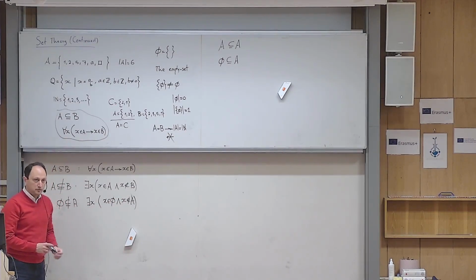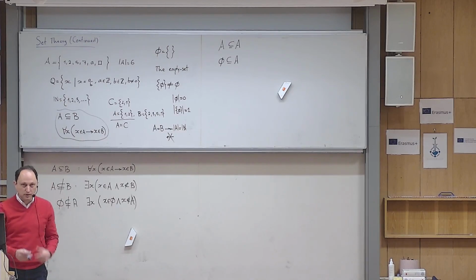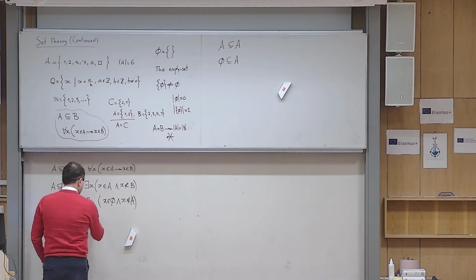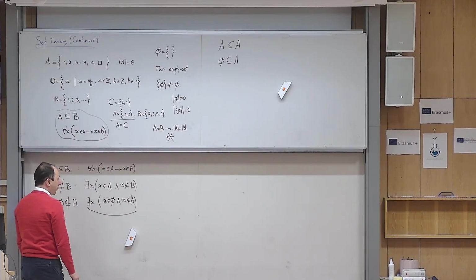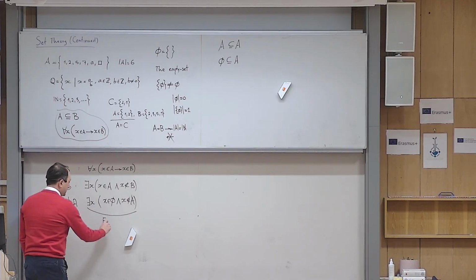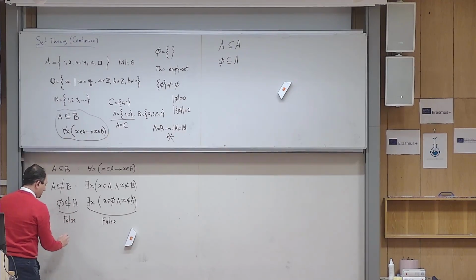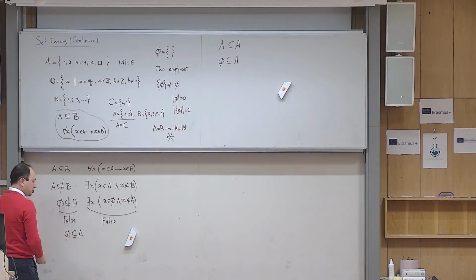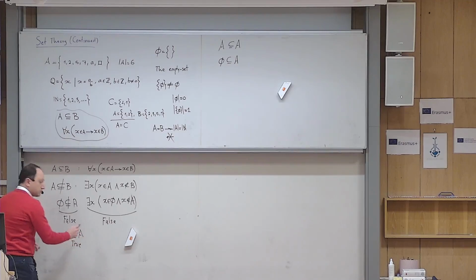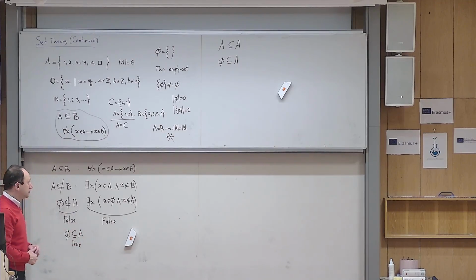But this cannot happen because you cannot find an element in the empty set. So this statement is false or true? False. This statement is the same essentially. So if this is false, this one is just its translation, so that is also false. But if this statement is false, then I have to admit that this statement, which is the negation of that one, is true. So that is the proof of the empty set being a subset of every set. Okay?